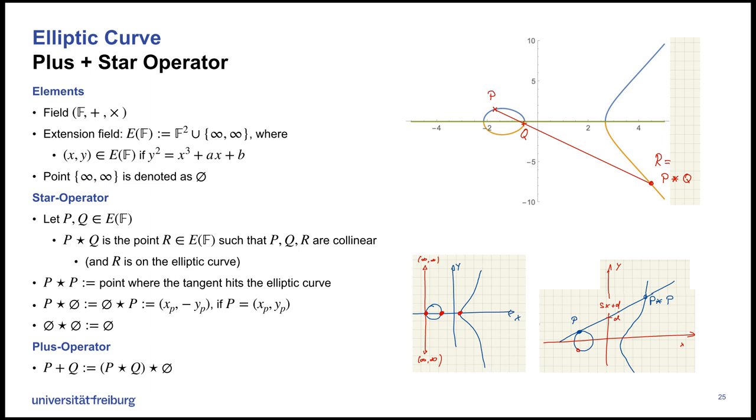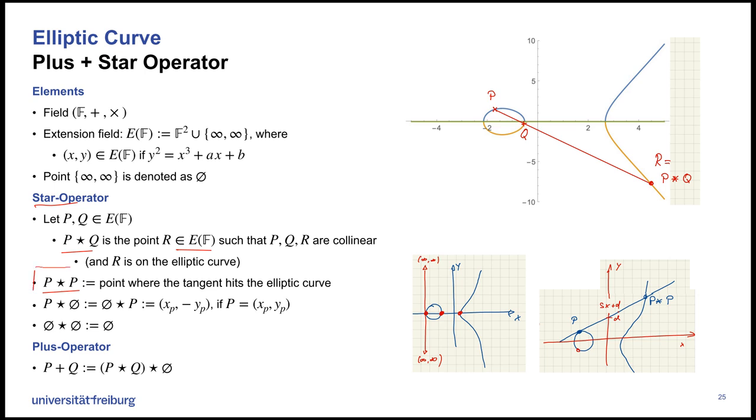Okay, so these are the operations that we're looking at. We have the star operator, and using the star operator, we will define a plus operator. Now the plus operator doesn't mean addition, but it works like addition somehow, because the star operator itself is not something which forms an abelian group. So the star operator will be defined for points which are in general position as the point where we hit the other point. So this is defined here.